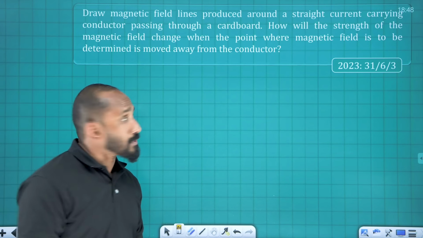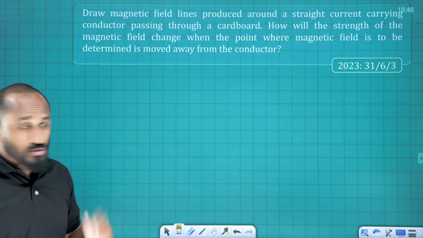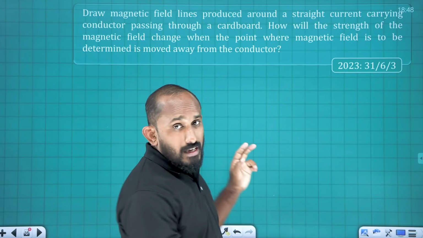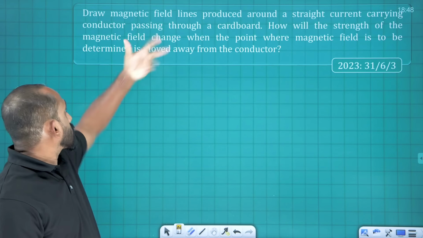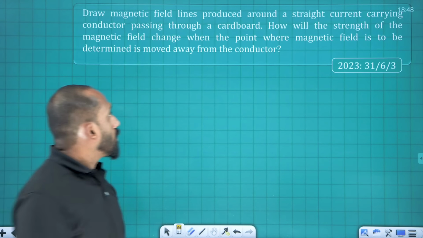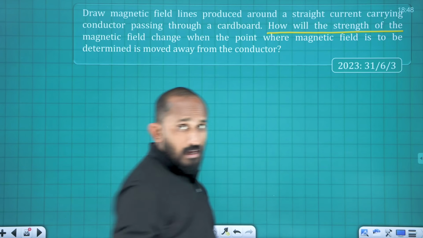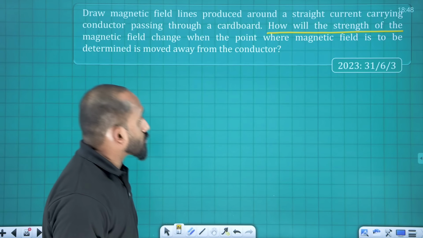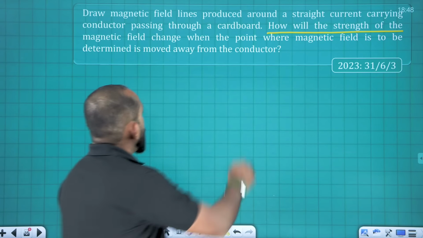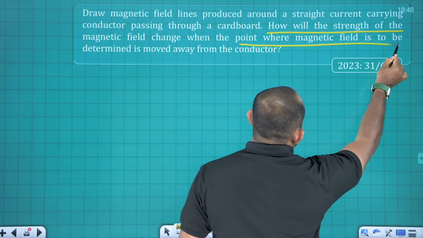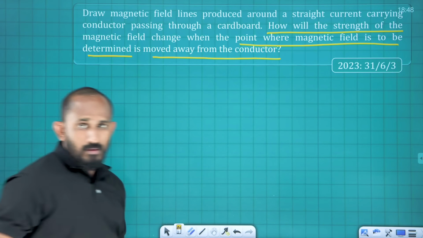Draw magnetic lines produced around a straight current carrying conductor passing through a cardboard. So here is the same question asked in another way. First part is the same. Then there is one subpart question: how will the strength of the magnetic field change when the point where magnetic field is to be determined is moved away from the conductor?